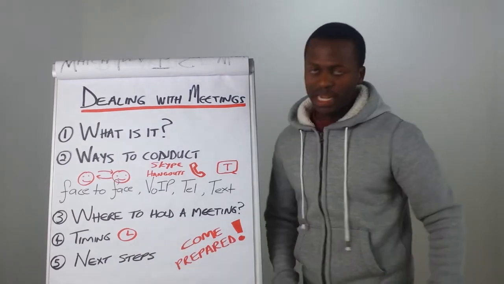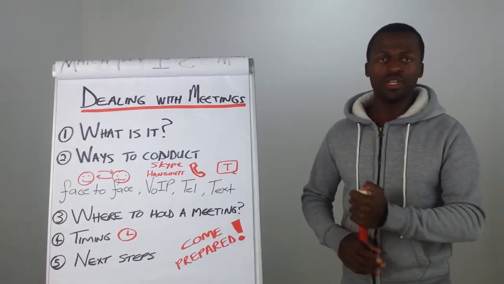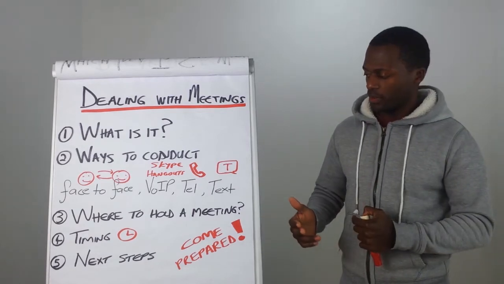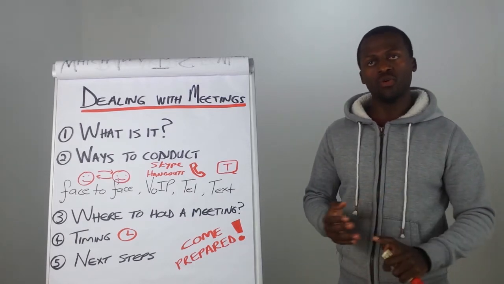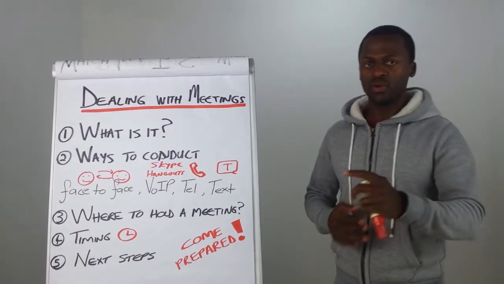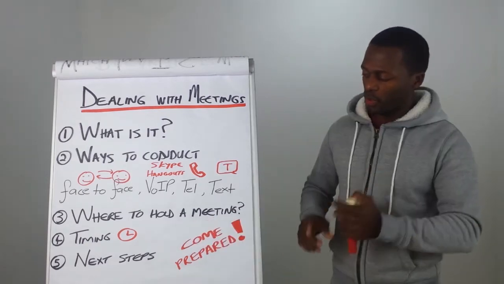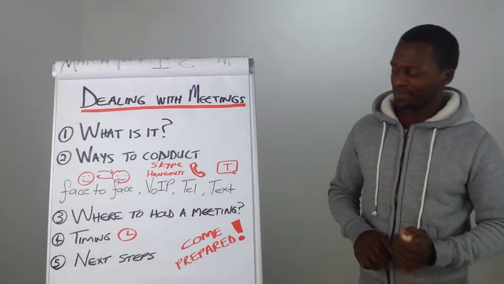Number 5, when you're ending that meeting, always agree on the next steps. Agree on such things as when you are going to be holding your next meeting, or the tasks that have to be done before the next meeting, or anything like that. Make sure you always end the meeting after you've agreed on the next steps.